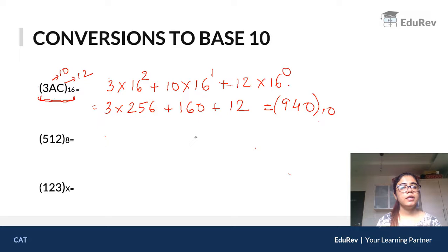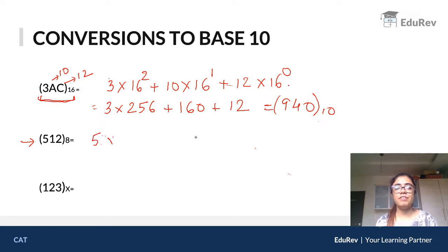Now let's look at the octal number, 512 to the base 8. It's an octal number. So what will you do? Instead of 16, you will just take 8. The remaining process remains the same. So I would request you to pause the video, solve the sum by yourself and then match the answer. That will help you to understand whether you're really comfortable with the topic or not.